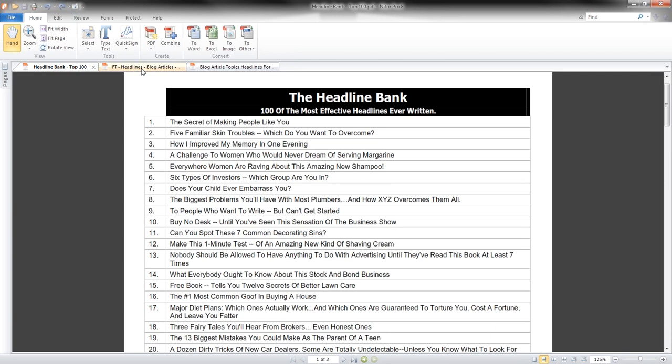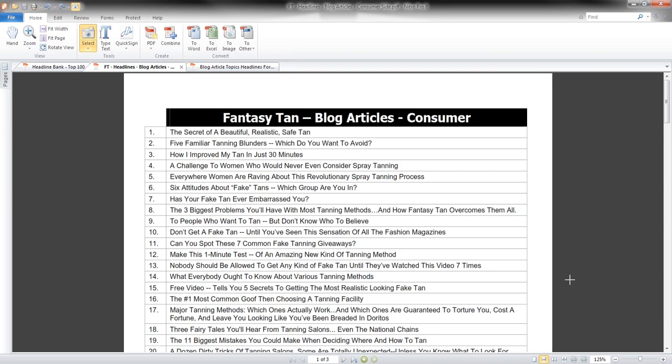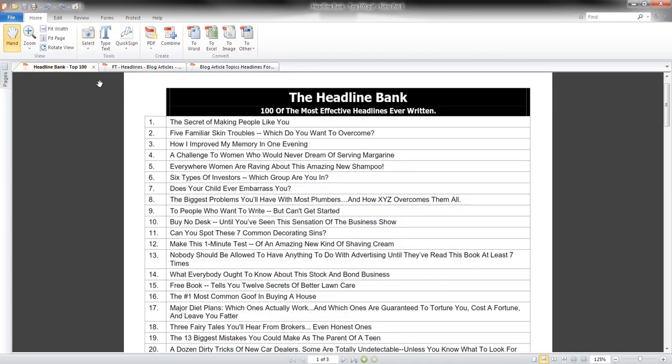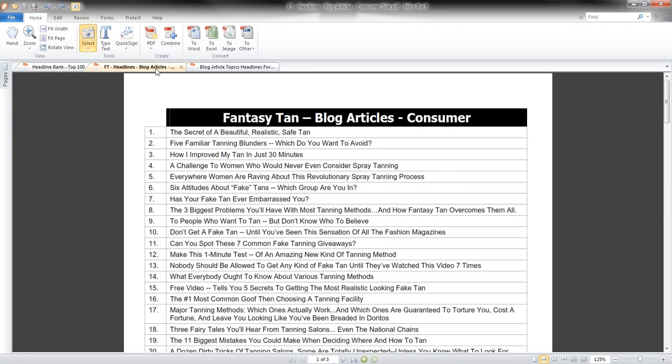Watch this. Fantasy Tan. This is a client of ours right now. They create tanning formulas and solutions, and they sell it to salons, okay? The secret of a beautiful, realistic, safe tan. Now, look at the original headline. The secret of making people like you, the secret of a beautiful, realistic, safe tan. Now, you say, is that actually an interesting topic? Well, if you were to write this, the secret of a beautiful, realistic, safe tan.